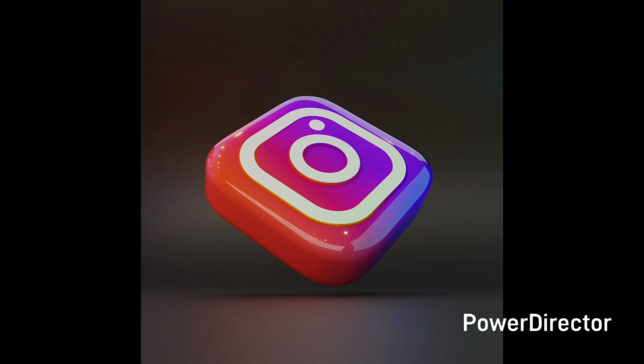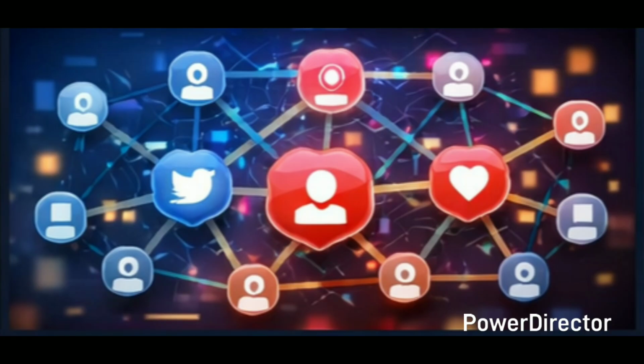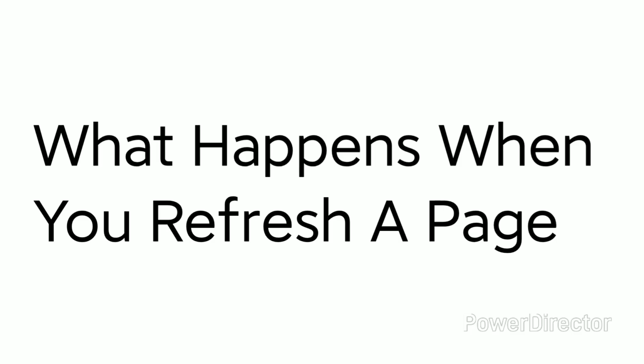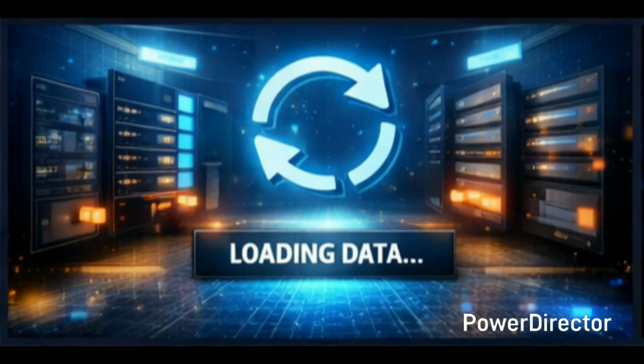Let's take Instagram. When you post a photo, like something, follow someone, each action creates data, like a users table, posts table, likes table, followers table. Everything is connected. That's why Instagram knows exactly what to show you. When you refresh, number one, the website requests fresh data. Two, the server queries the database. Three, the database sends results. Four, the page updates instantly. So you are not seeing saved pages, you are seeing live data pulled in real time.